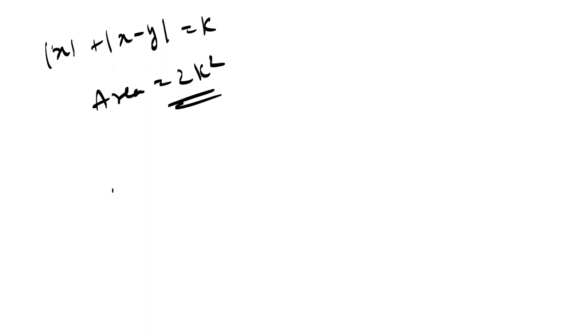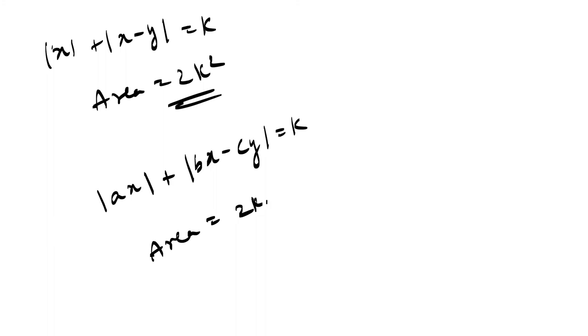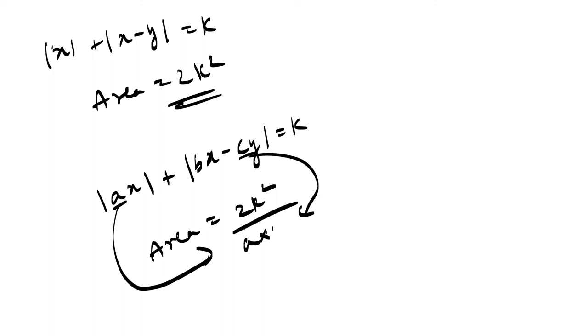The next case is when |ax + ...| + |bx - cy| is equal to k. How can you find the area? The area will be equal to the same, 2k square by, what value did we multiply with x? A. So a comes in the denominator, into the value we multiplied with y, which comes in the denominator, c. This is x and this is also x, x remains the same. So 2k squared by a into c.